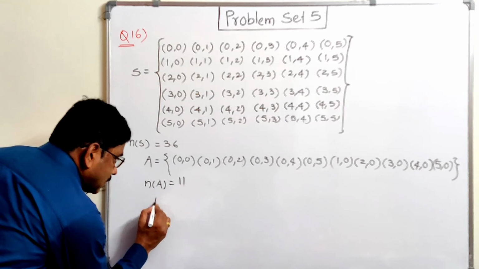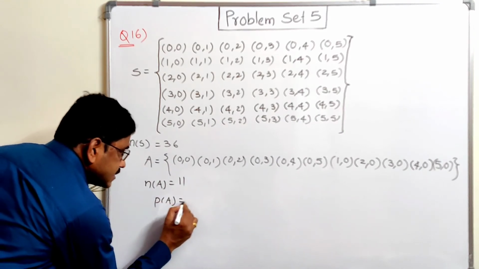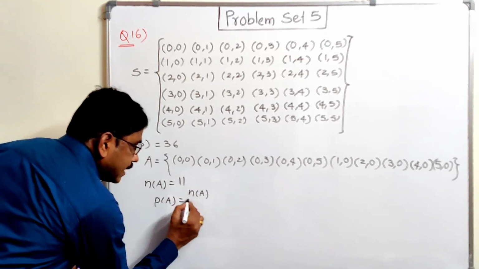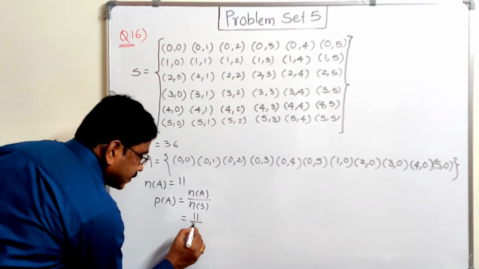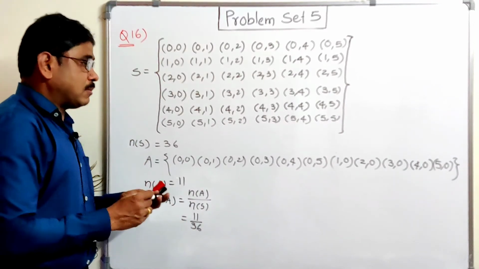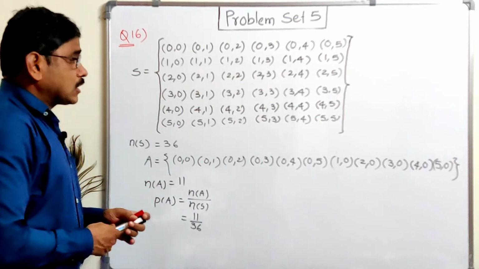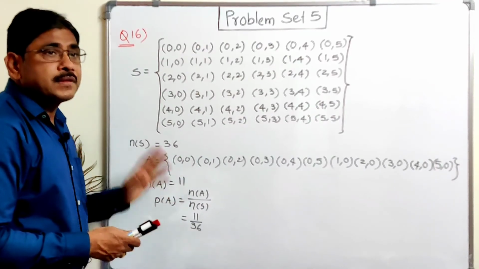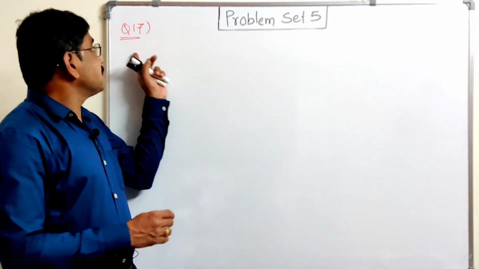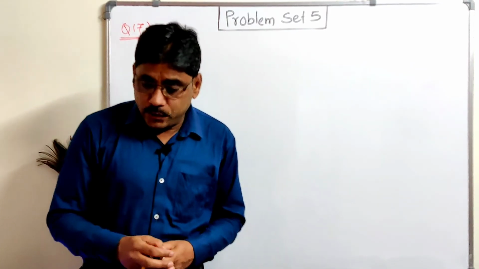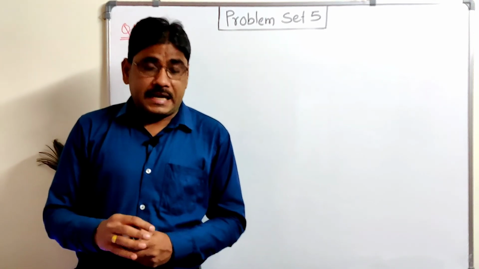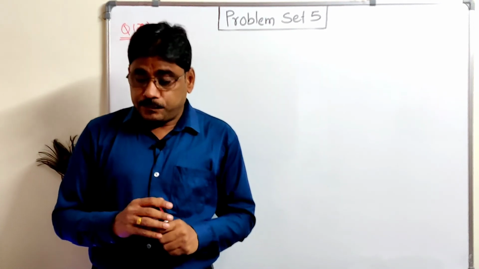We have to find the probability of that. So P(A) is equal to n(A) by n(S). So we get 11 by 36. So that is the probability that the product on the upper faces is 0. Question number 17 is an activity for you. Do that activity on your own.